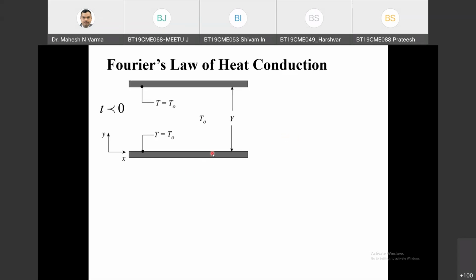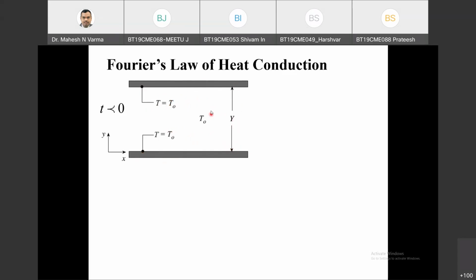So what is this figure? There is some solid material, say material A, and this is also material A. Some material is kept at constant temperature, whether heated or cooled, and there is some solid material in between. Here also some solid material is there. There it was a fluid. Here it is a solid material, across this distance y.